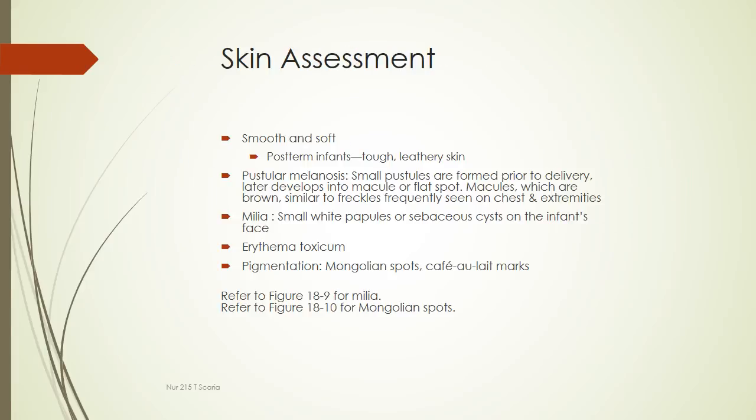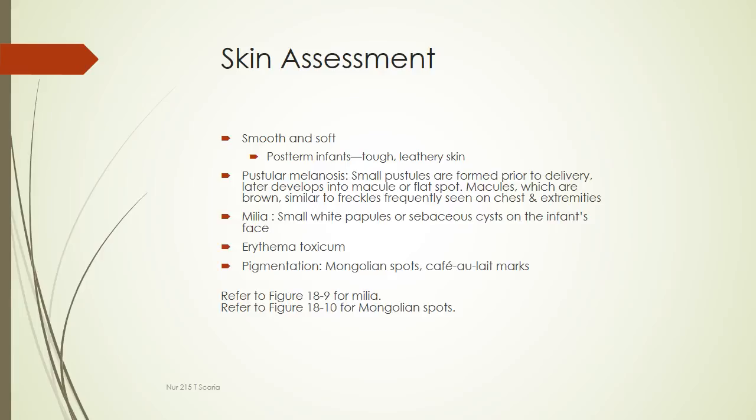I want to mention 2 things from this slide. One is milia. They are small white papules or sebaceous cysts on the infant's face. You may see them on the face, nose, forehead, and the counterpart in the mouth is Epstein pearls. I don't think it is mentioned in your book, but these are the same sebaceous cysts in the mouth, which are called Epstein pearls. So Epstein pearls are the counterpart of milia in the mouth.